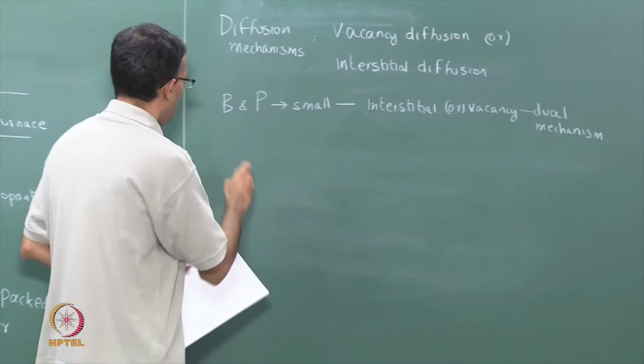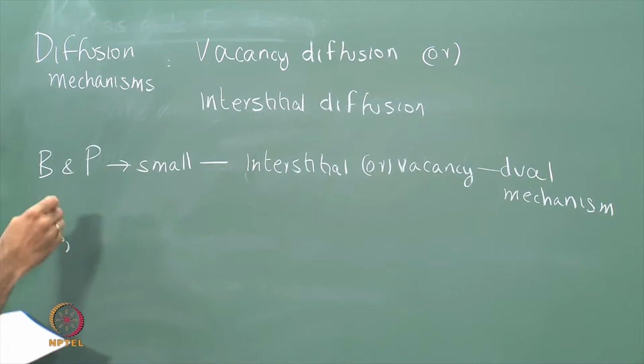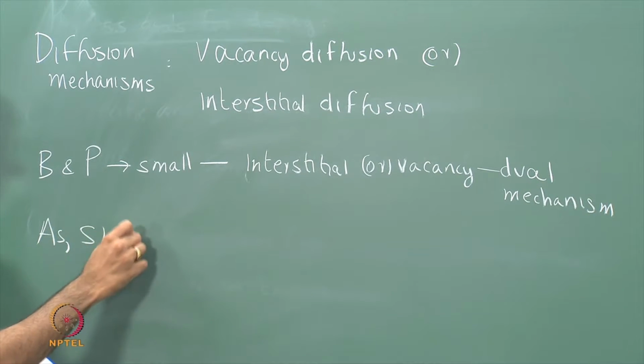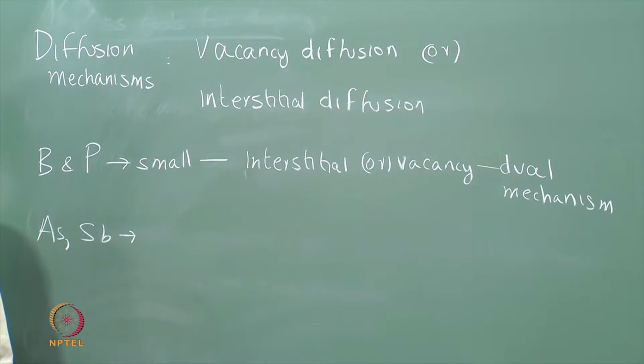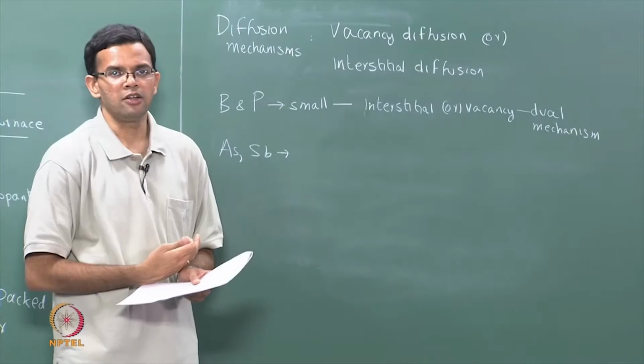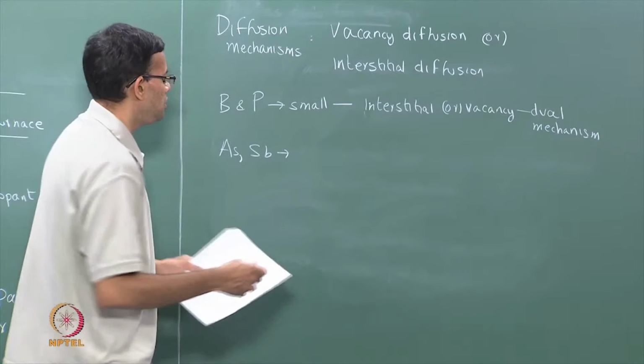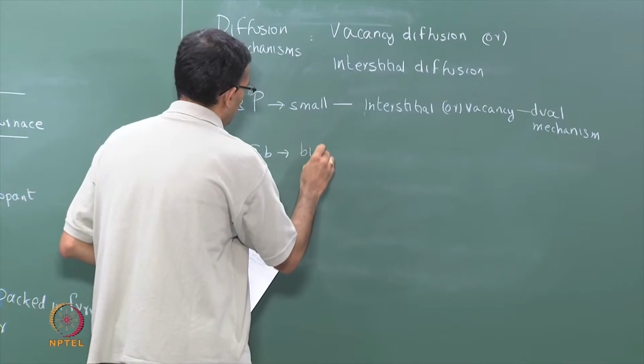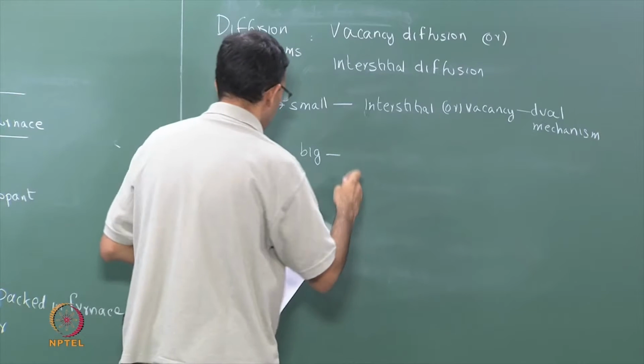On the other hand, arsenic and antimony are big. The atomic size is comparable to that of silicon. So, the diffusion takes place predominantly by vacancy diffusion.